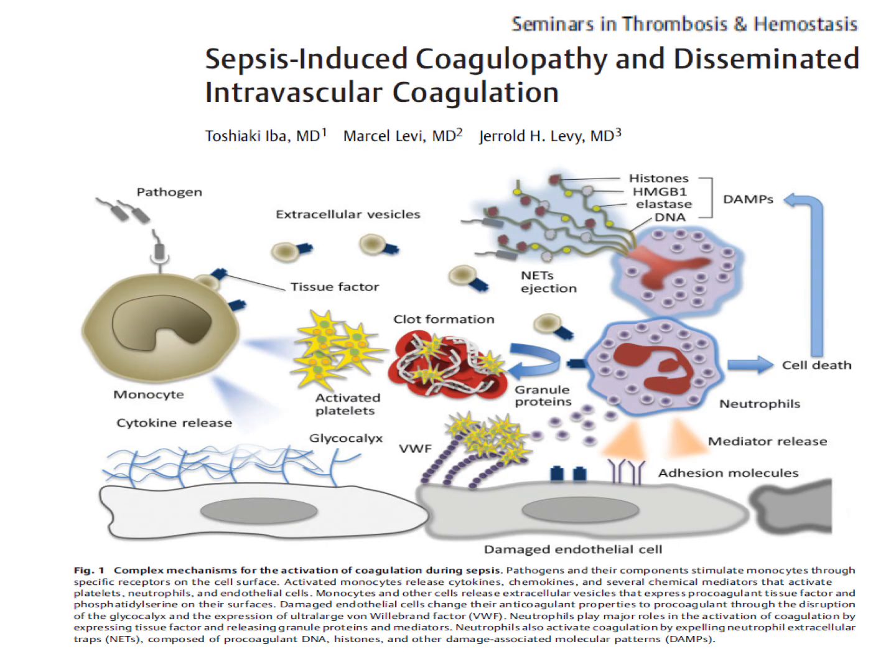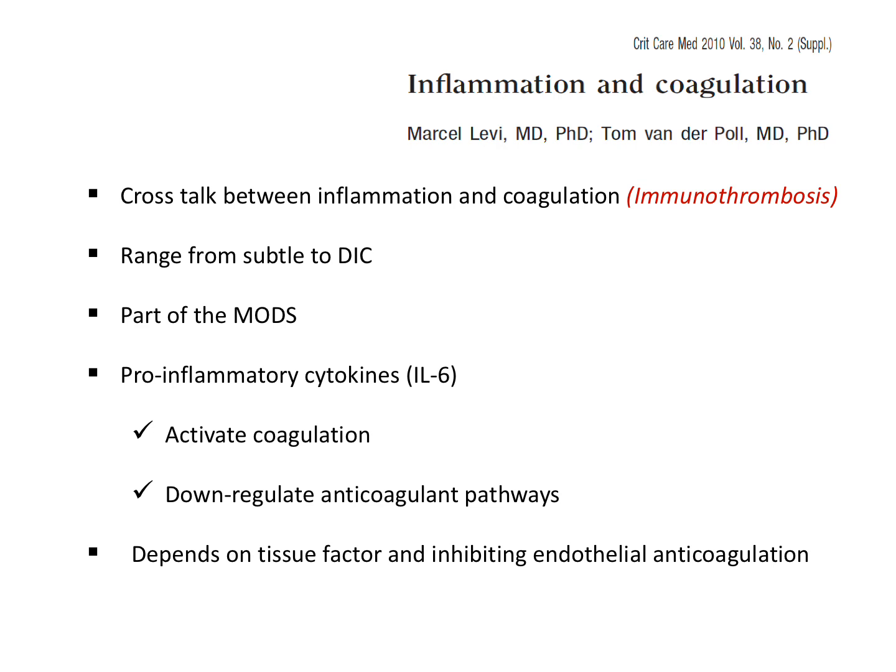It has been understood for a long time that sepsis can induce coagulopathy up to DIC. And this is in particular because there is a relation between the inflammatory response and the coagulation system, to the point that it has been called immunothrombosis, because there is a crosstalk between inflammation and coagulation, which can range from just subtle subclinical coagulopathy up to a massive form like DIC.